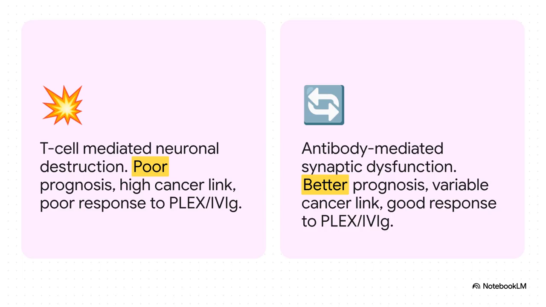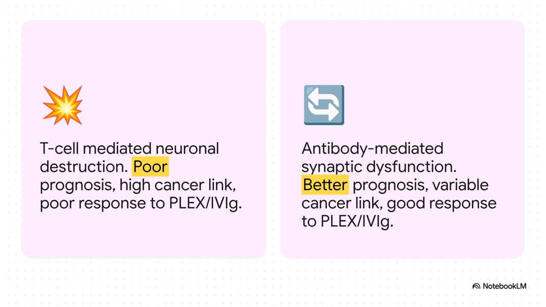has been exposed. This calls in the cavalry, the cytotoxic CD8 plus T cells. These T cells are the demolition crew. They see that flare, lock on, and they execute the neuron, inducing apoptosis. This is permanent, irreversible neuronal destruction. And that's why the prognosis here is often so poor, and why therapies designed to just remove antibodies, like plasma exchange or IVIG, just don't work very well. The real damage is being done by the T cells.